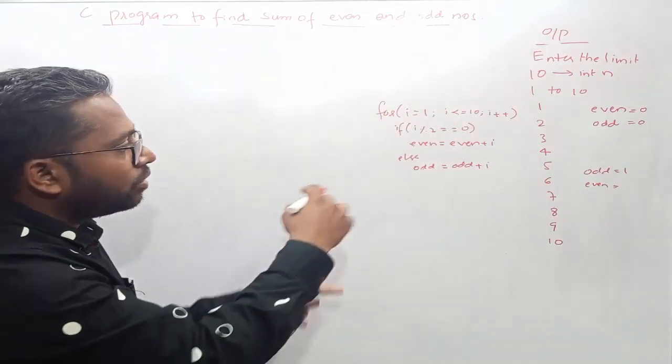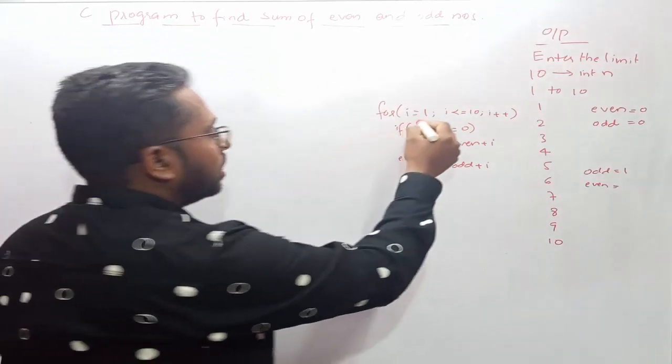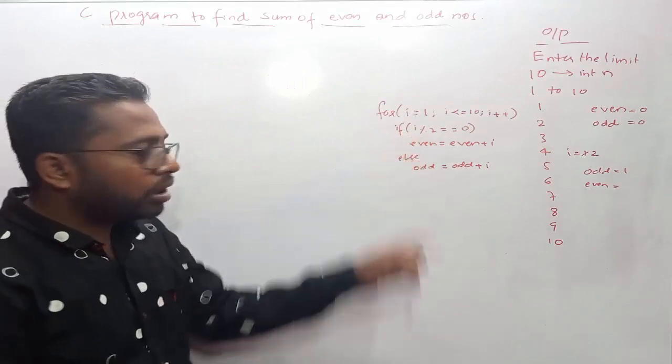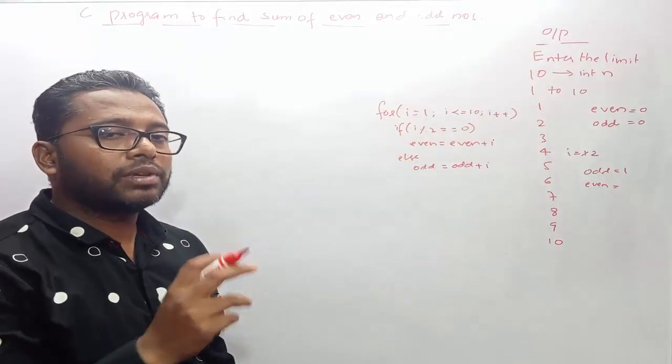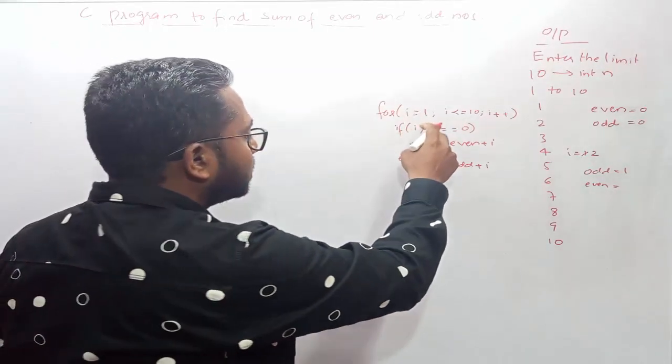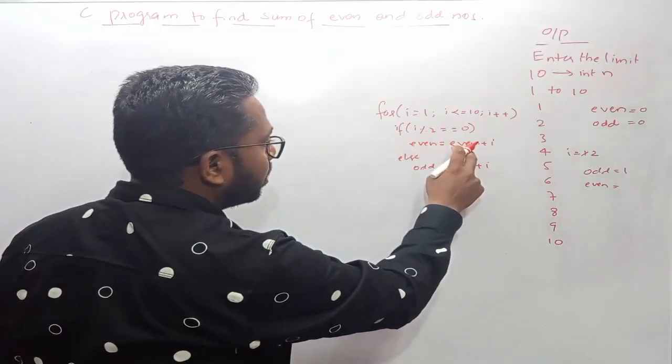Okay. Next the value of I gets incremented by 1. Now I value becomes 2. Now 2 mod 2. Yes, 2 successfully gets divisible by 2 without leaving any remainder. So now if this condition gets satisfied, then this block gets executed.